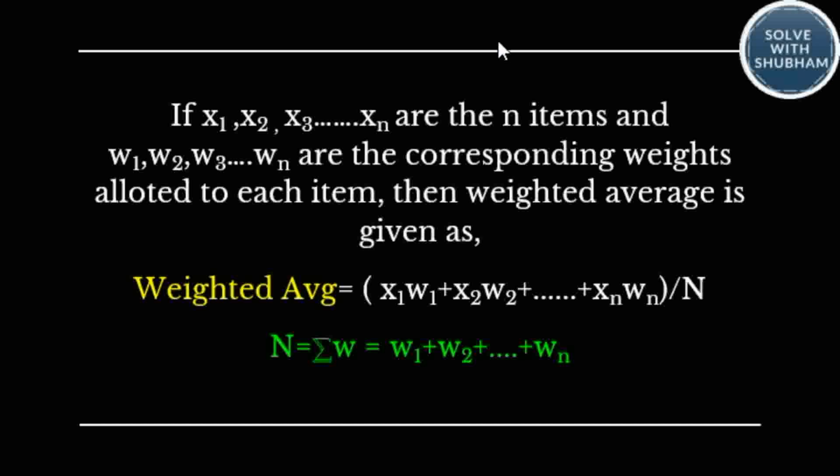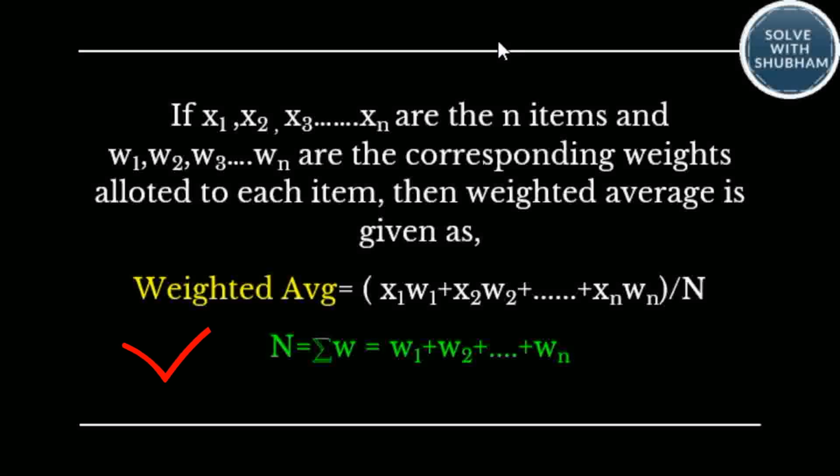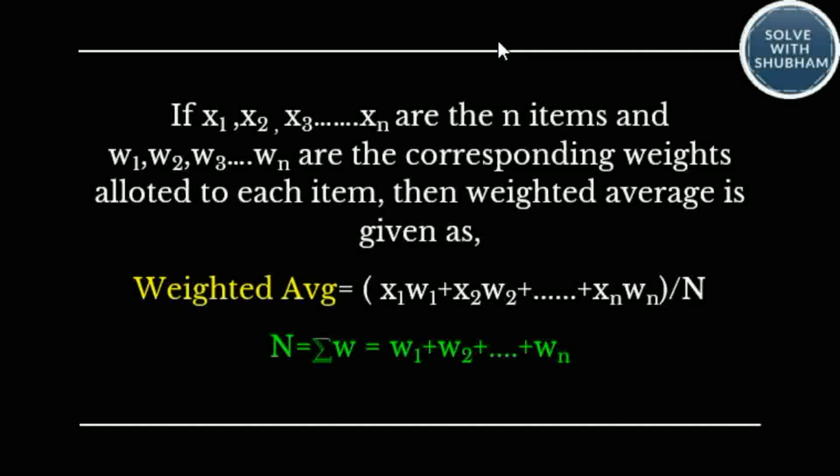So if x1, x2, x3 till xn are the n items and w1, w2, w3 till wn are the corresponding weights allotted to each item, then the weighted average is given as (x1 w1 plus x2 w2 plus it goes on till xn wn) whole divided by n. What is n here? N is the summation of your weights, w1 plus w2 till wn.